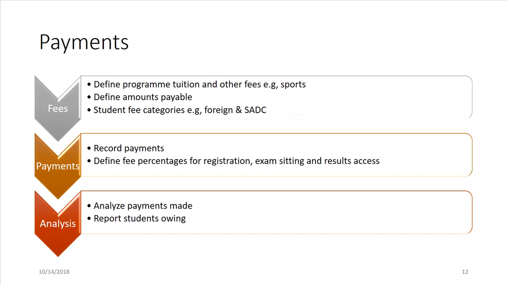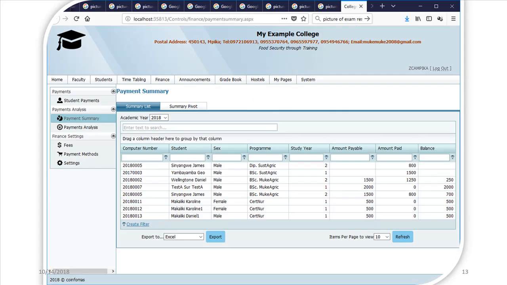For instance, how much is the student required to pay before they can register, or before they can sit for exams, or before they can actually access results. And then you can analyze different payments and also visualize students that are owing the school. So here's an example page for payments, and here you have a payment summary that shows you the different students you have, how much each one of them is supposed to pay, how much has been paid, and what each one of them is owing.